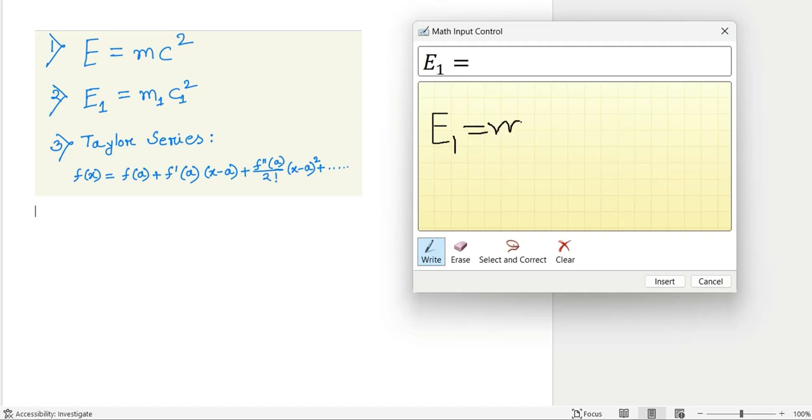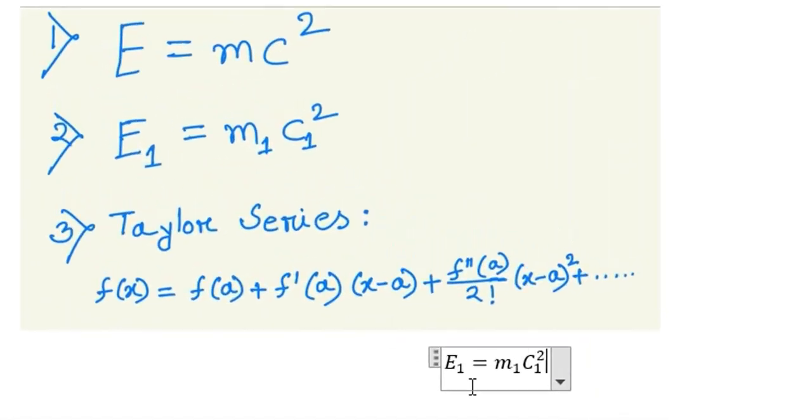and m1 c1 square, then click Insert. You will see E1 equals m1 c1 square.